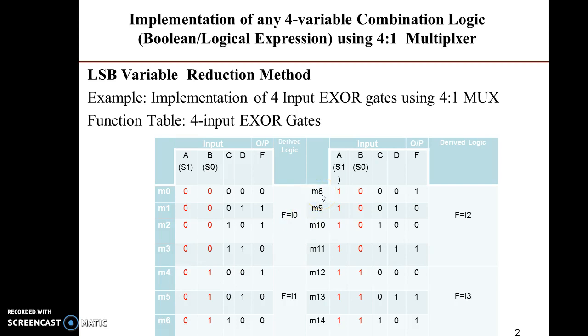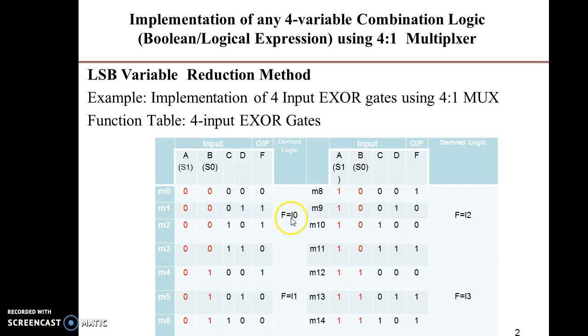Similarly, I can merge minterms 8, 9, 10, 11, because for those minterms the A and B variables have constant value 1, 0, and the same thing applies to minterms 12, 13, 14, 15. For those minterms A and B have constant value 1, 1. So by merging these minterms, I can generate this. Consider that the select input combination S0 S1 becomes 0 0.